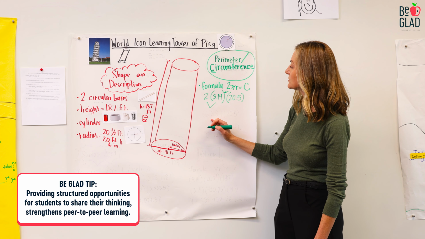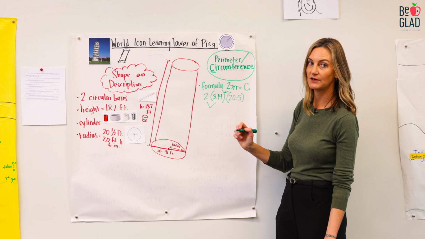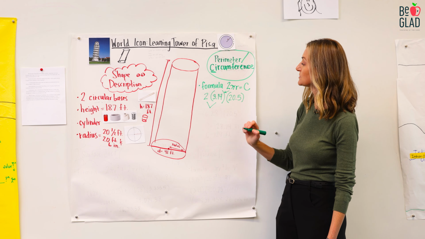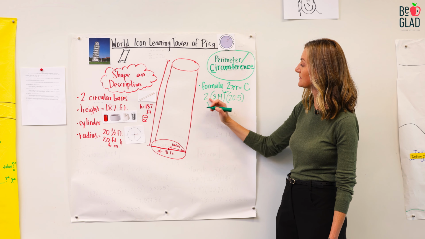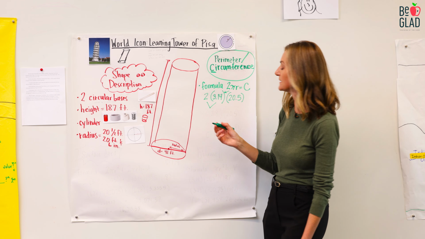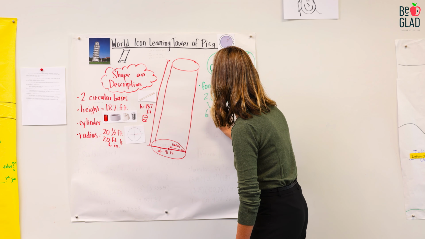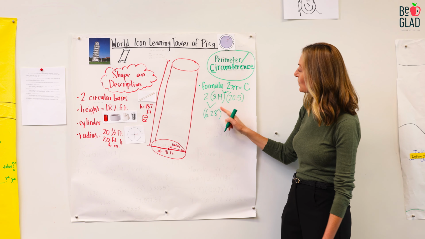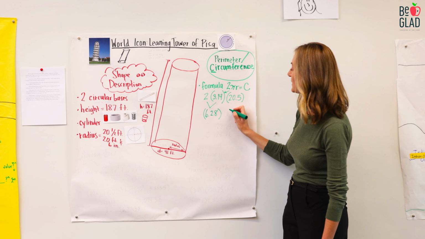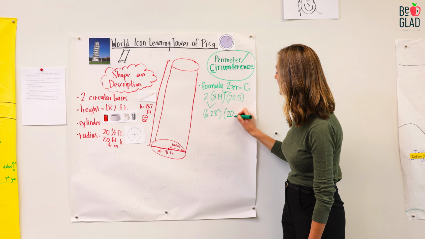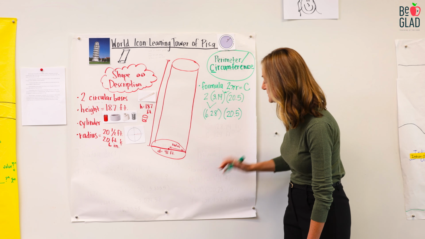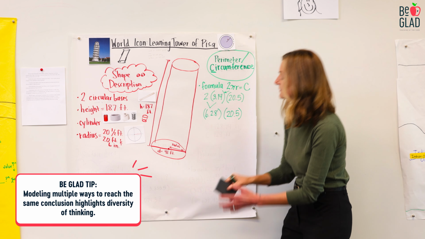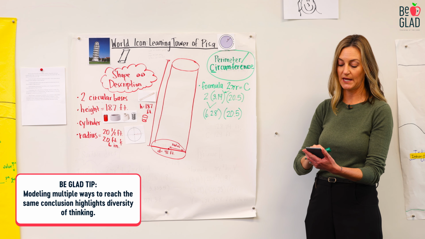We know that if we multiply 2 times 3, what does that give us? 6, and if we multiply 14 times 2, what does that give us? 28. So yes, our answer is 6.28. And now we might need a little bit of help. We're going to multiply 6.28 by 20.5. And for this one, just to speed up, we are going to use a calculator. We could do this by hand too.